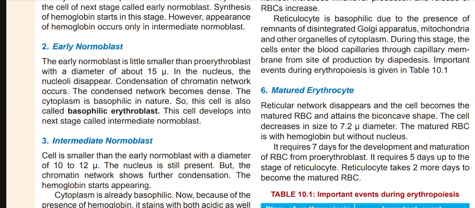The condensation of chromatin network occurs. The condensed network becomes dense and the cytoplasm is basophilic in nature. So this cell is also called basophilic erythroblast. The cell develops into the next stage called intermediate normoblast. In this stage, the important phenomenon is disappearance of nucleoli.